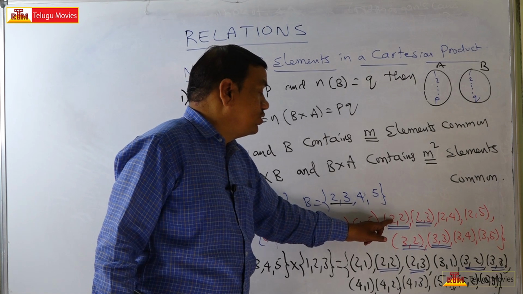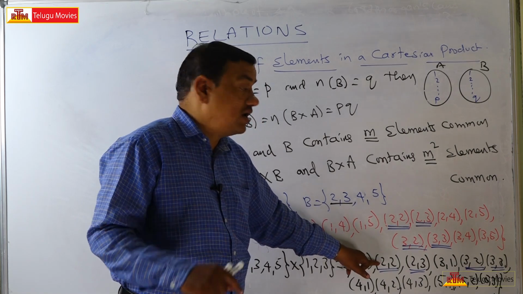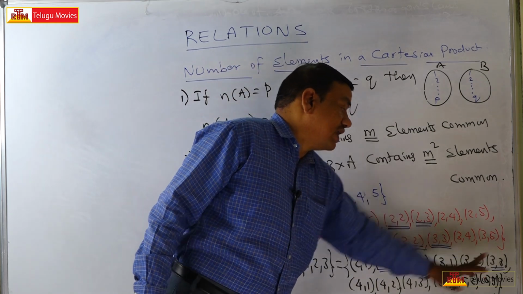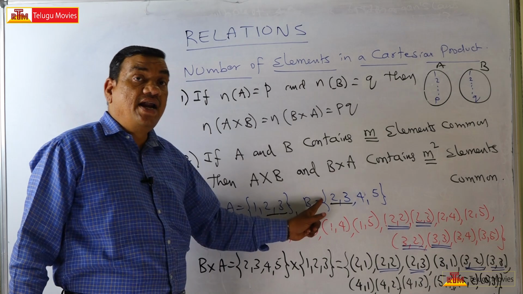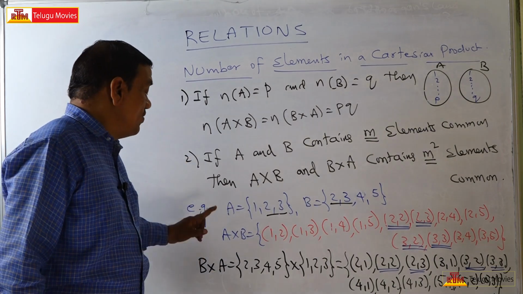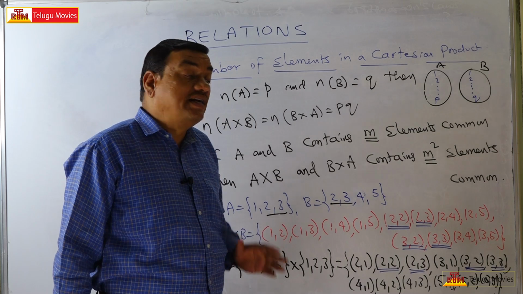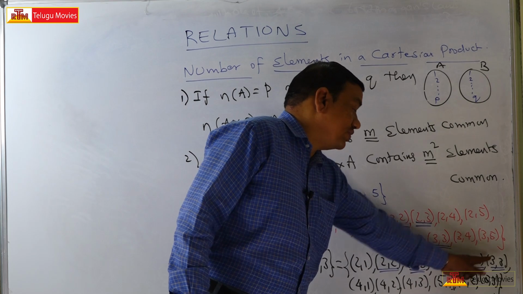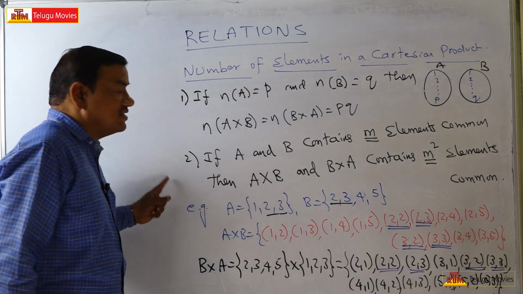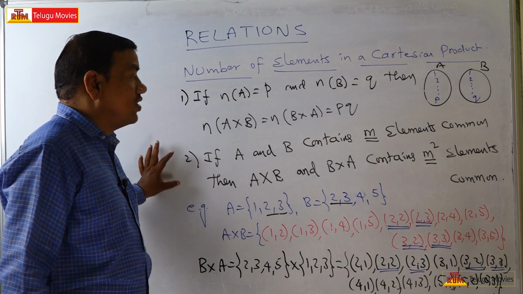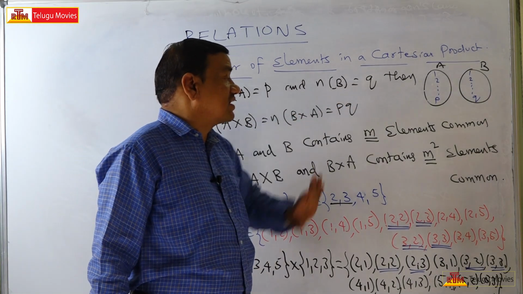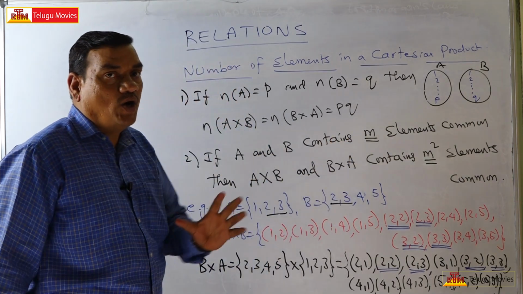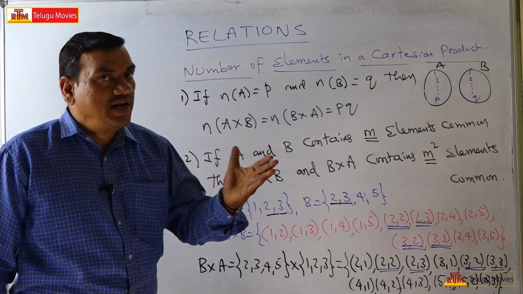If you observe here, 2 and 3 are common to both sets. In A cross B and B cross A, the common ordered pairs are (2,2), (2,3), (3,2), (3,3). That means A and B contain 2 elements in common, whereas A cross B and B cross A contain 4 elements in common. That is a very, very important point to remember: if A and B contain m elements in common, then A cross B and B cross A contain m square elements in common. I hope that you understand this concept. Let us go for the next concept.